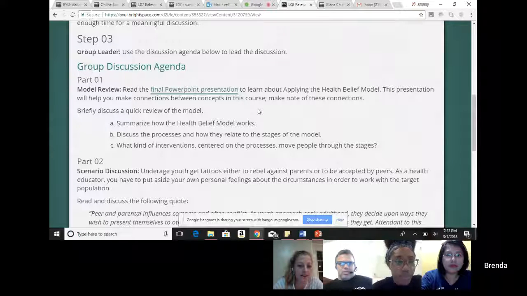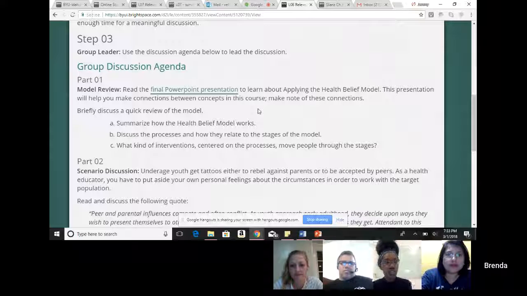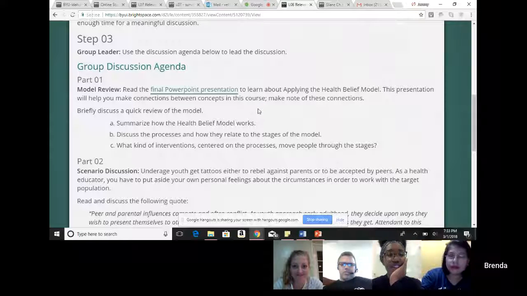Okay. So the first part of this, briefly discuss a quick review of the model. So summarize how the health belief model works. Would anyone want to start that off? I can. I've already done the application assignment, so let me just see what I wrote here.